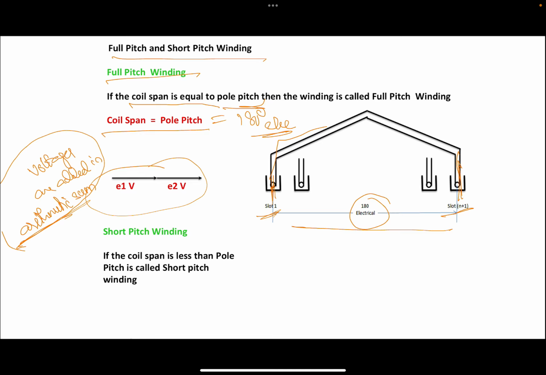Here voltages are added in arithmetic sum. They may ask you the comparison between full pitched winding and short pitched winding. In such cases, you have to draw the diagram and convey them. Just the voltages, what are the voltage windings that are generated here?